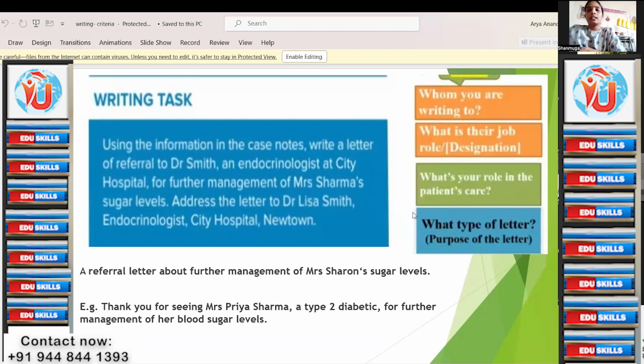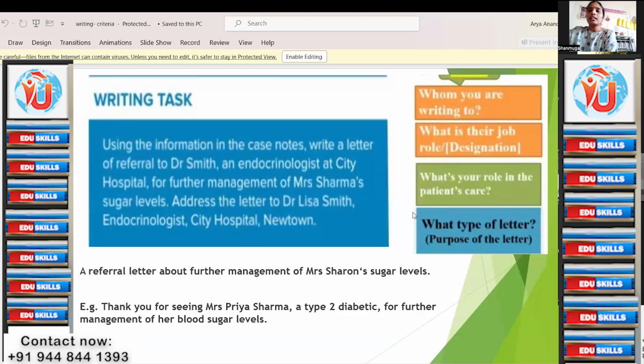Here in this writing task, you can find whom you are writing to, what is their job role or designation, what is your role in the patient care, and what type of letter, that is, the purpose of the letter. These four questions you can find out from the writing task. Here, there is one question: what is your role in patient care? This one you will find in the writing notes. It will be on the top of the case notes.